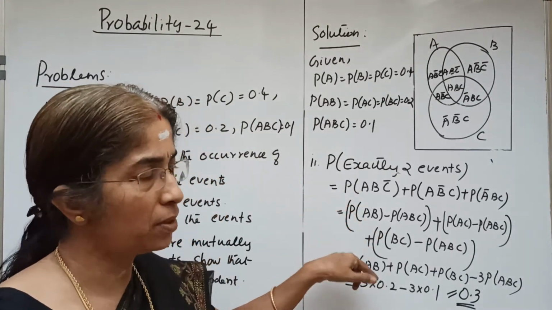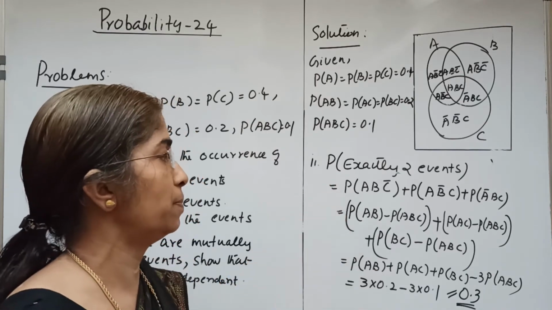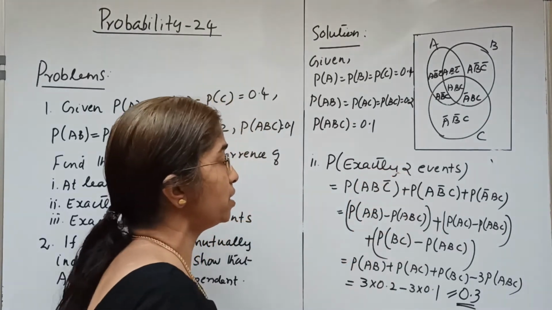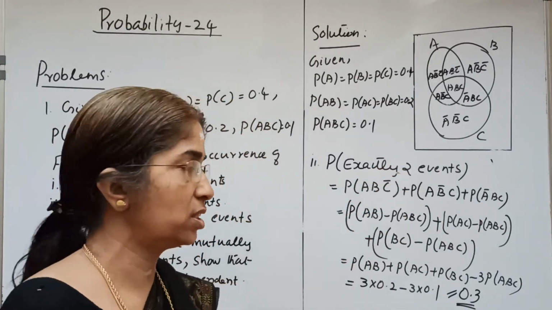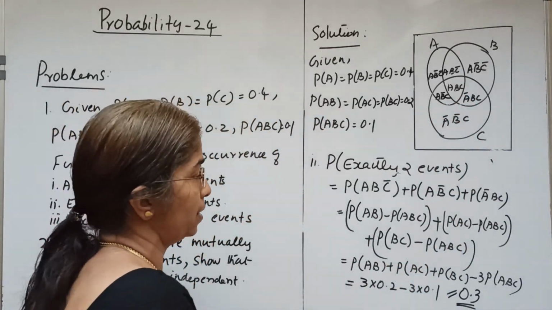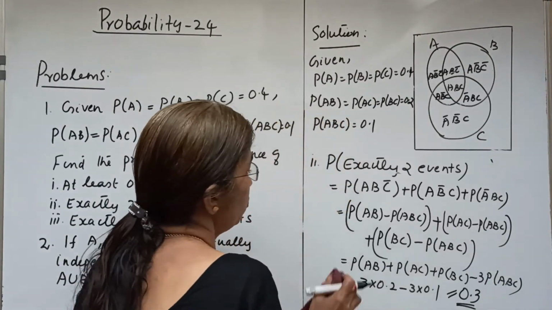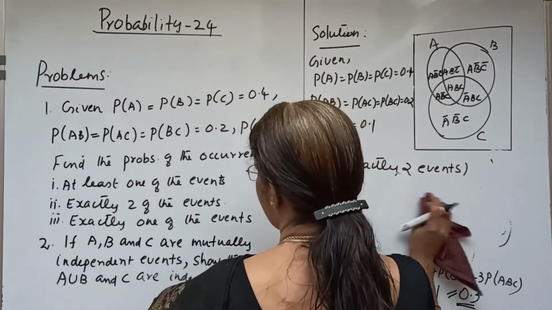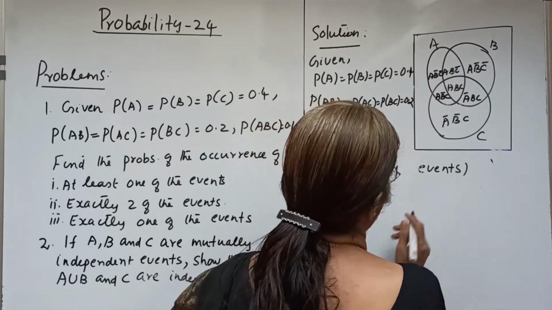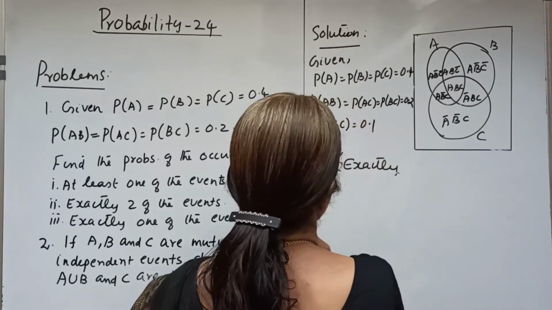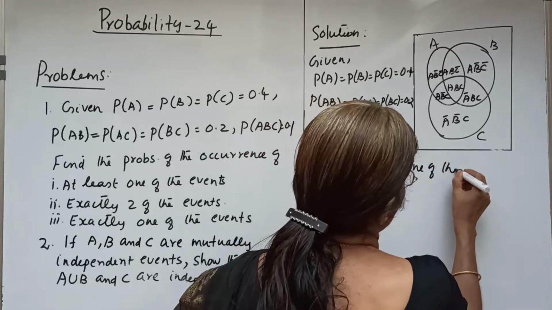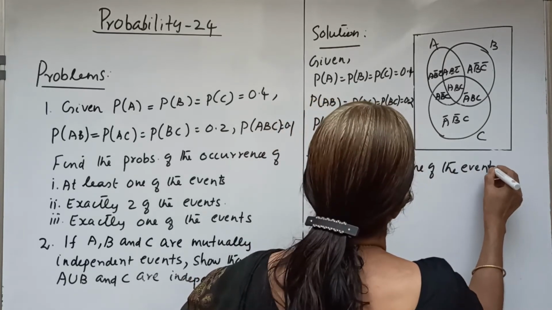So by simple formula we can obtain these probabilities. We only need to express the event exactly two in terms of the three events. Okay, and using this figure, we can obtain these probabilities directly. Now we want to obtain the probability of exactly one of the events. That is how we can express this event.